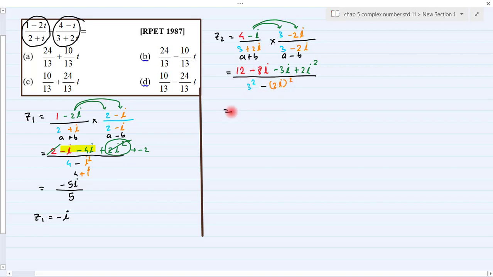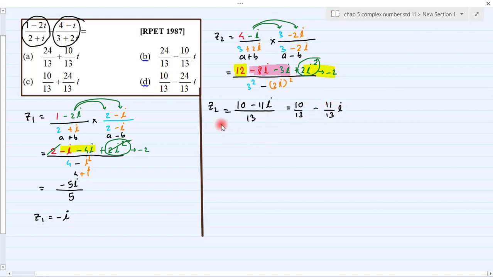So, in further simplification, this 2i² will become -2, and 12 - 2 will become 10. This -8i and -3i will become -11i, and in the denominator we will get 9 + 4, or we can say 13. So here we get our Z2 as 10/13 - (11/13)i.